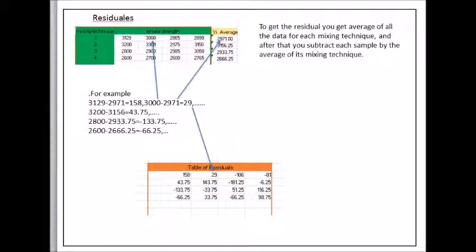To get your residuals, what you have to do is get the average of each row, in this case the mixing techniques, and then subtract that average from each data value in that row. Once you move one row down, you subtract each data value by its new average, and that's how you get the residuals.